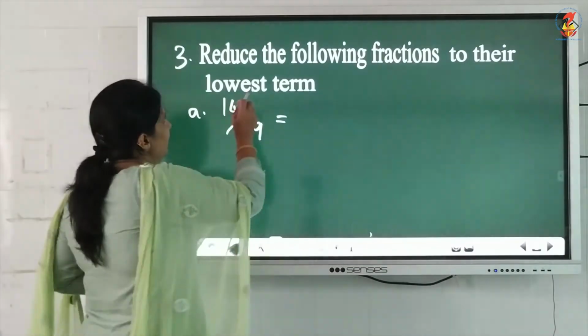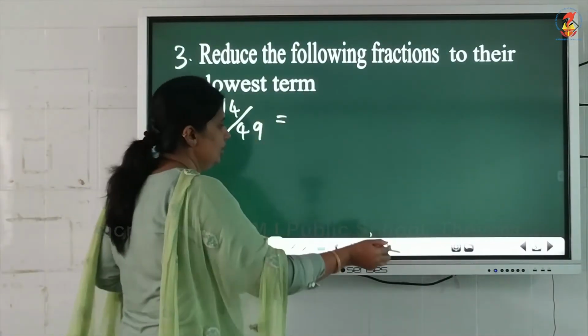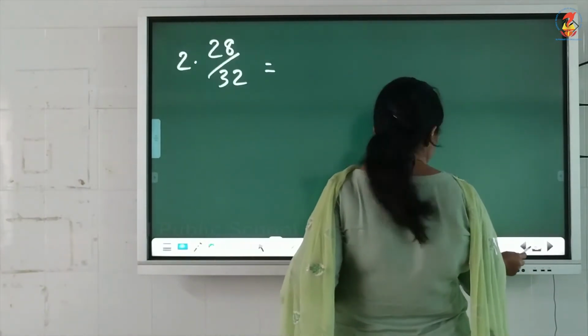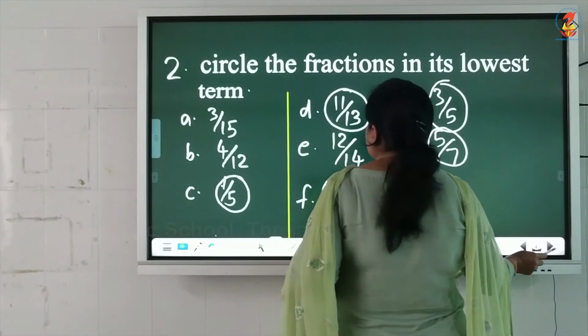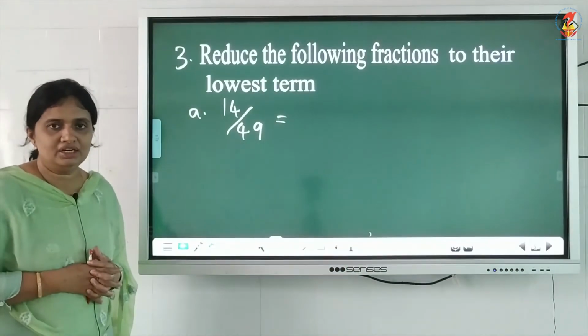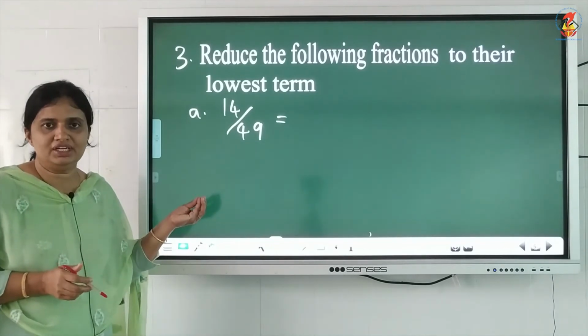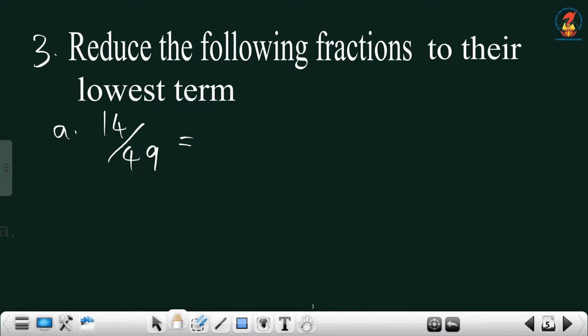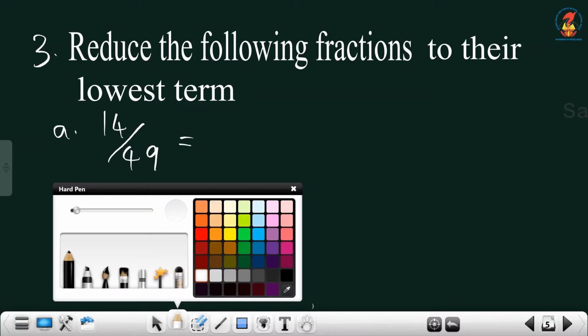And reduce the following fractions into their lowest term. How can we do it like that? The first number is 14 by 49. Here we want to use what? Finding the HCF. Then only we can reduce it into the lowest term, right? How can we find the HCF? I taught you in the last video, right?